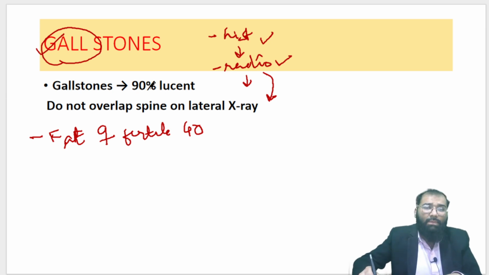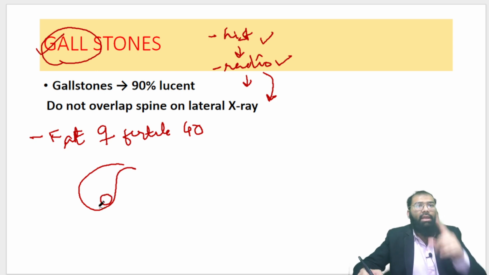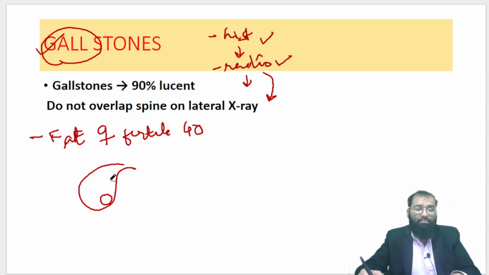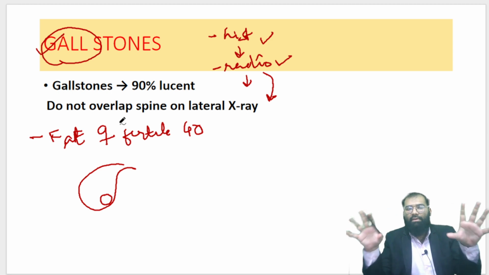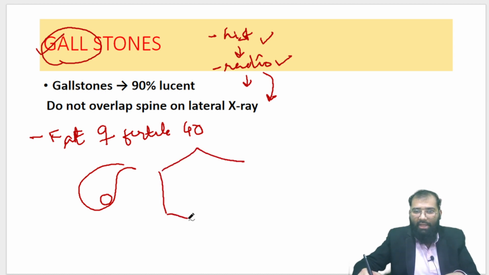So let us start with gallstones. We know that these are stones within the gallbladder. They can be single or they can be multiple depending upon the etiology. Now, very important, let us start with the first point of radiology, which is applied anatomy. How do we differentiate? Suppose you have a plain radiograph of the abdomen and you see that there is a stone.